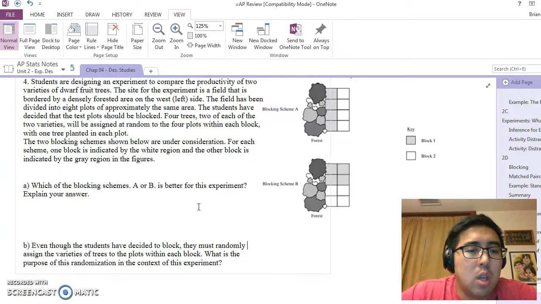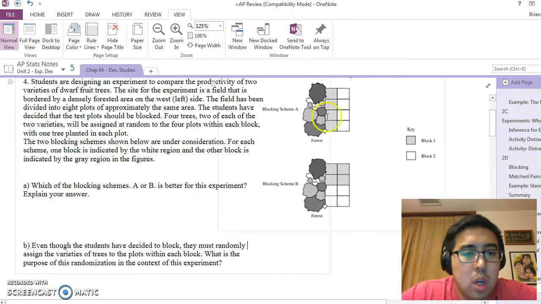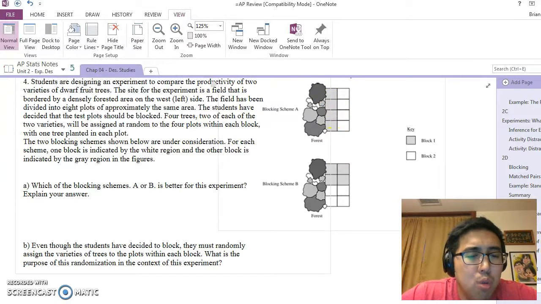The 2 blocking schemes shown below, or in this case to the right, are under consideration. For each scheme, 1 block is indicated by the white region, and the other block is indicated by the gray region in the figures. Which of the blocking schemes, A or B, is better for this experiment?